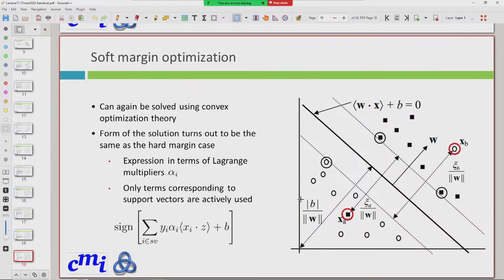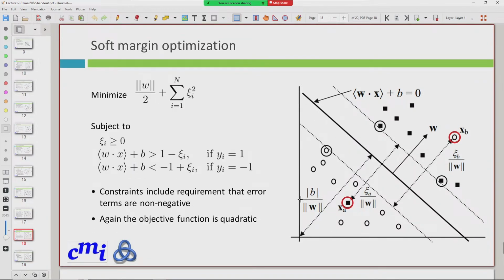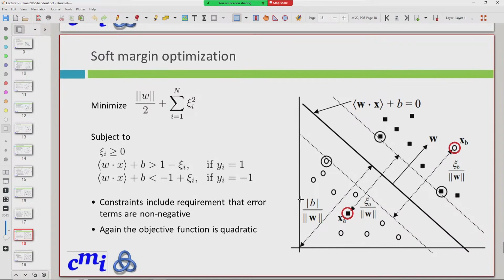Is there more detail on this? So, the solution that you will get will be in the same form as before. It will again be a linear combination of things, but it will be able to handle some amount of error in the input data as well.